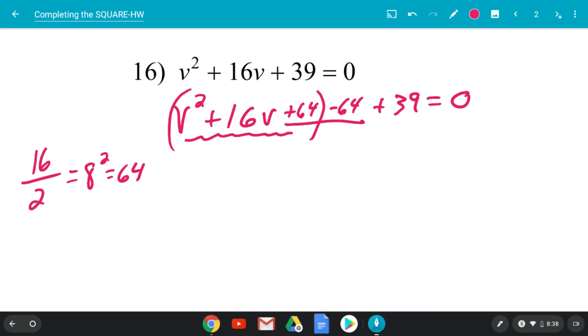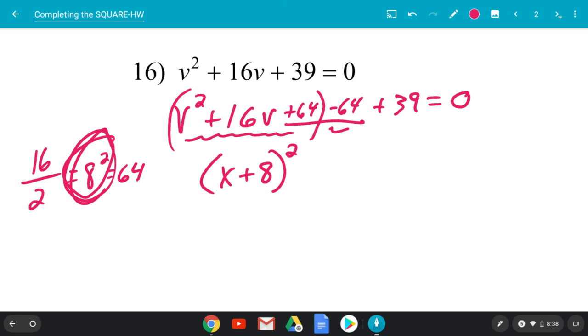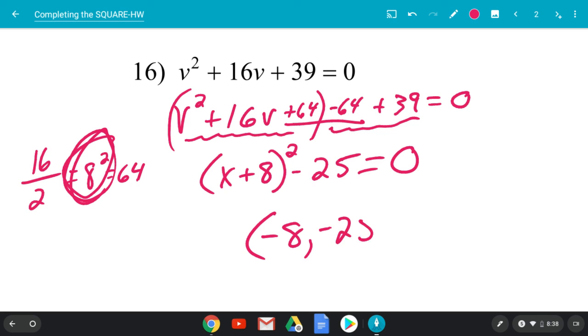This perfect square trinomial is easy to factor. It is now x plus 8 quantity squared. And then combine my like terms at the end, which are those two constants, which is negative 25, and that equals 0. My vertex then is negative 8, negative 25. Questions, comments, concerns? Yes, ma'am.